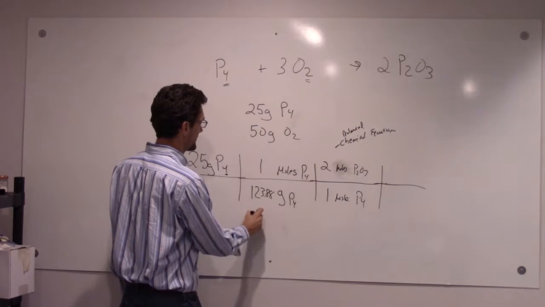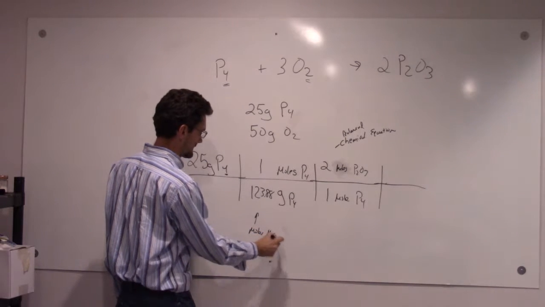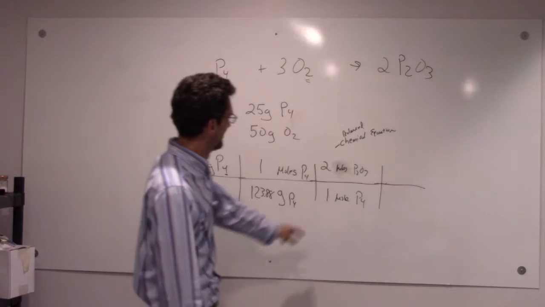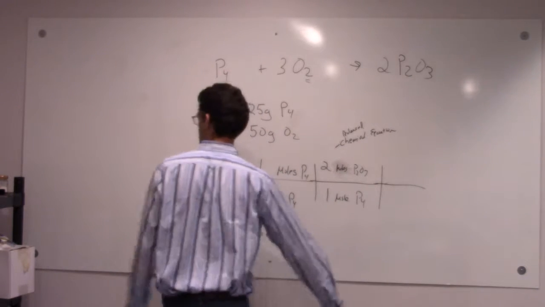Where did these numbers come from? Our molar mass? No. I promise. Now, we got it in moles of P4, right? Getting my terminology mixed up.